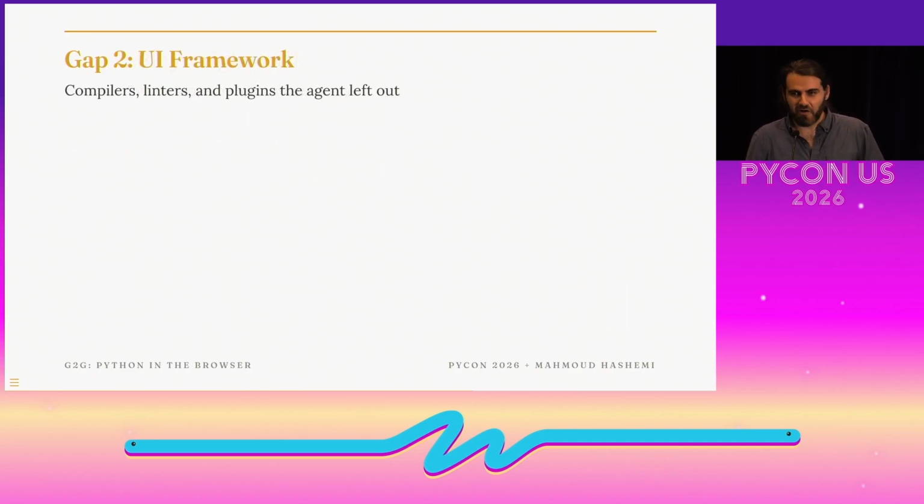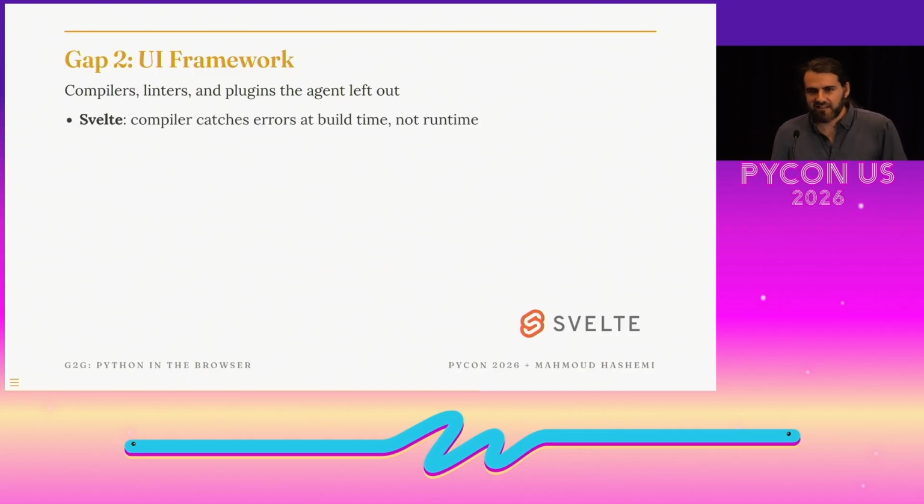So on to gap 2, which is UI framework. And I think here is where I want to highlight that past attempts at trying to replace JavaScript with Python were pretty misguided. They basically had their own DOM models and so forth, and you had to wait for Python to be loaded until that application felt responsive.